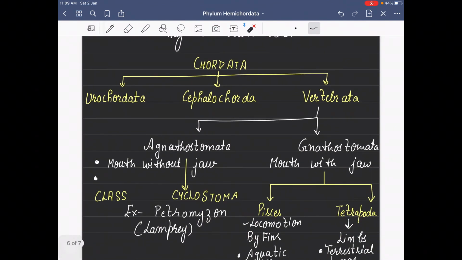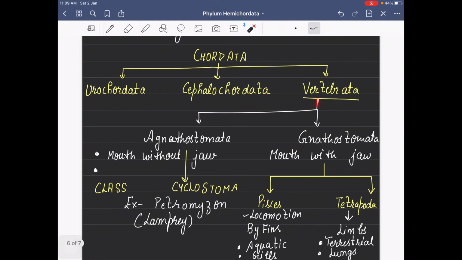So let's move a little further in the classification. First, we just talked about three subphylums. I think now you are clear with these three subphylums: Urochordata, Cephalochordata and Vertebrata. Please mark it Chordata, D-A-T-A. Now Vertebrata is further divided into two divisions. And what are those two divisions? Agnathostomata and Gnathostomata.